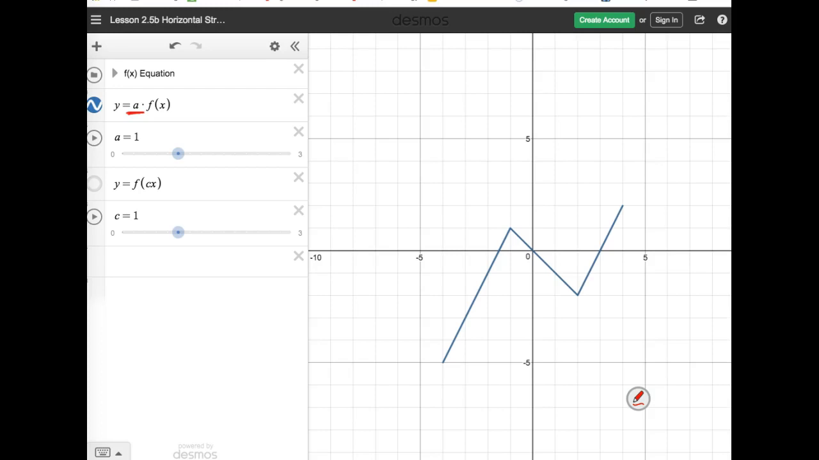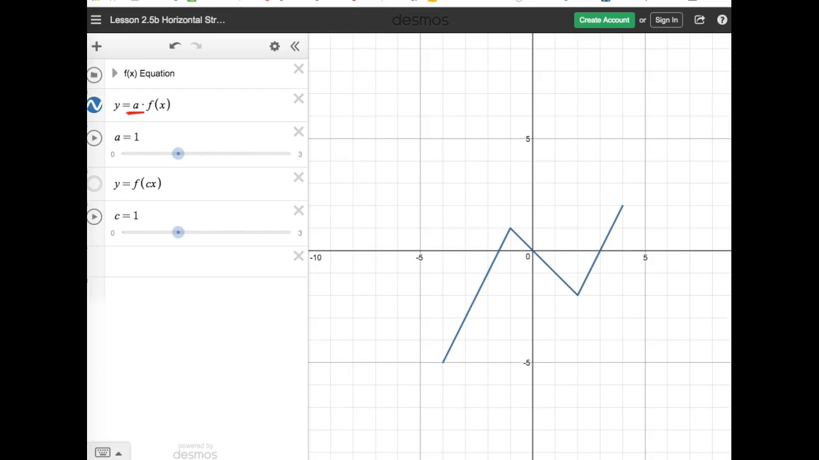I heard stretch. Could be a stretch or a compression, or what else does A do? It can reflect it. What would make it reflect it? If it's negative, yep. So we're not going to look at the negatives right now. We're just going to look at the stretching, compressing idea. But if A is negative, it reflects over the x-axis.